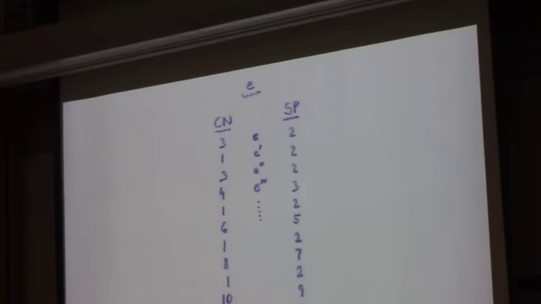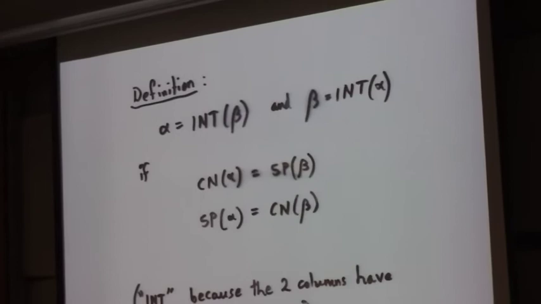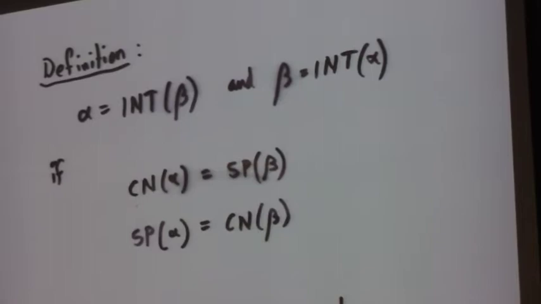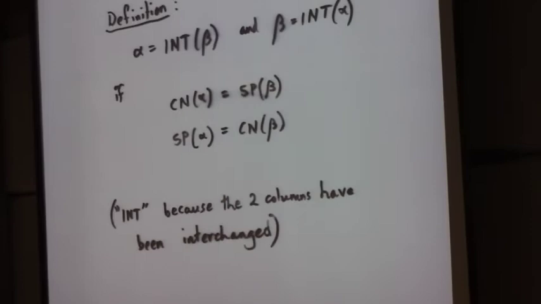And in general, for any alpha, what real number would have the property that there'd be some other number that would have the property that was the flip, what I call int. So that was my notion, that int is when the count column of one is the step column of the other, and vice versa. Okay, so obviously it's a function of its own inverse, and that was my definition for int.